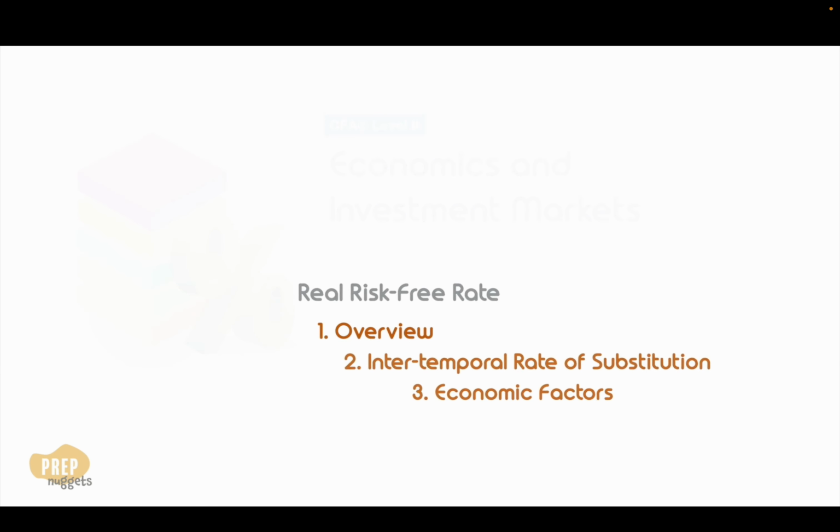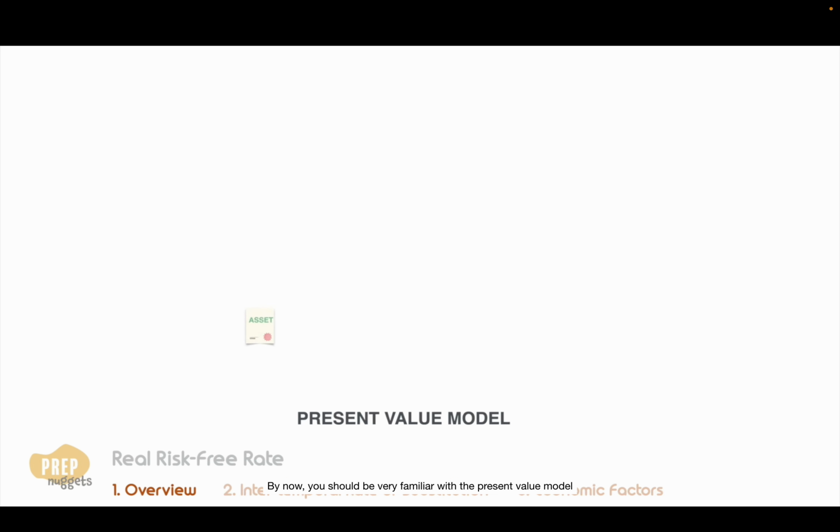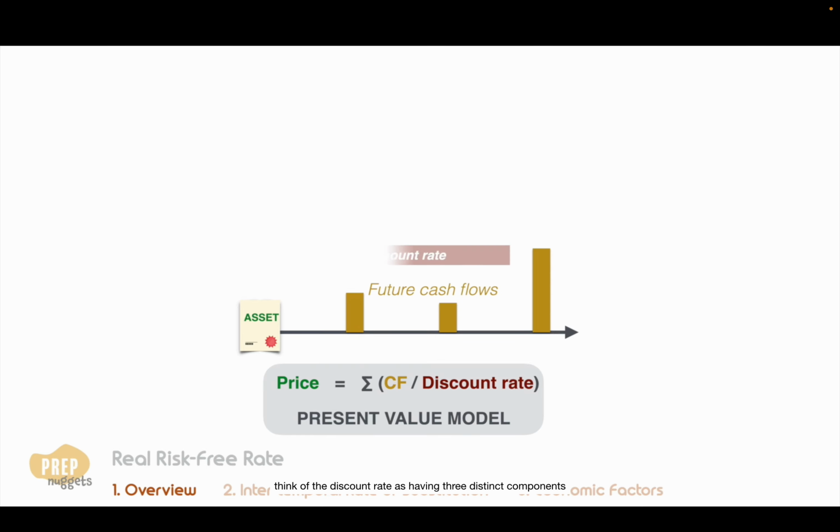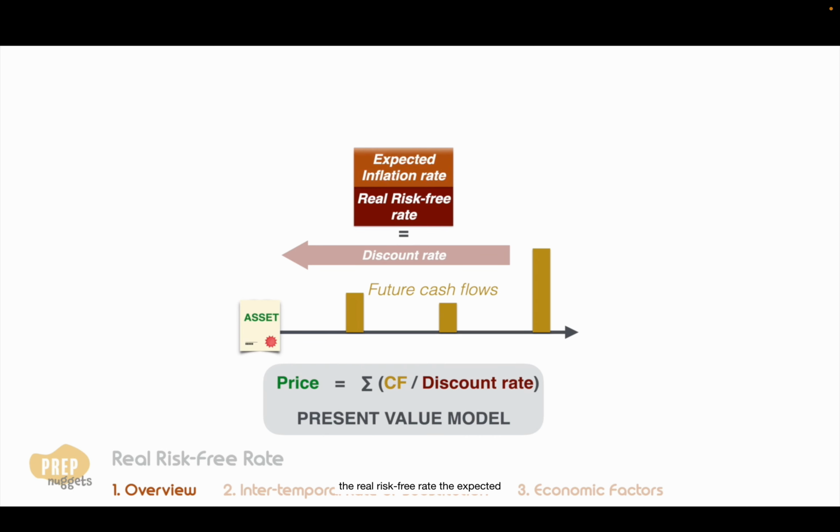right in. By now, you should be very familiar with the present value model, which we've used for the valuation of fixed income and equity investments. The current price of an asset should reflect the sum of the PV of its expected future cash flows. We can think of the discount rate as having three distinct components: the real risk-free rate, the expected inflation rate, and a risk premium reflecting the uncertainty about the cash flow.